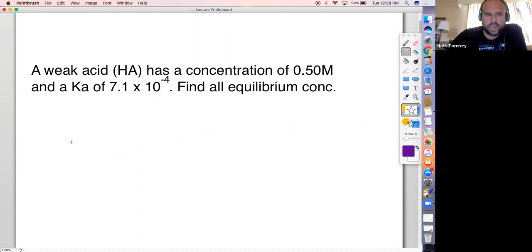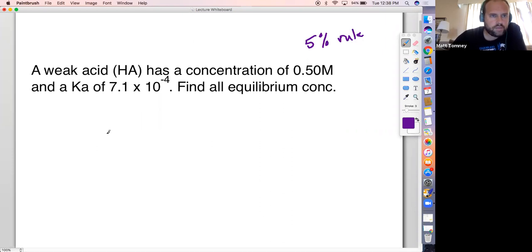Right, so now what we're going to do is take a look at this problem. It says a weak acid, which we're labeling as HA, has a concentration of 0.5 molarity and a Ka of 7.1 times 10 to the negative fourth. Find all of the equilibrium concentrations. So the main point here, this is going to be an ICE chart type of problem, is to show you when we get finished with the ICE chart how to use the 5% rule. Now, if you've been reading in your book, this is something you should have been exposed to, but we're going to work through it right here in case you haven't.